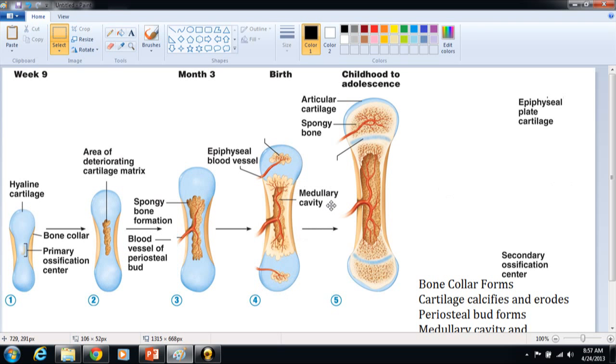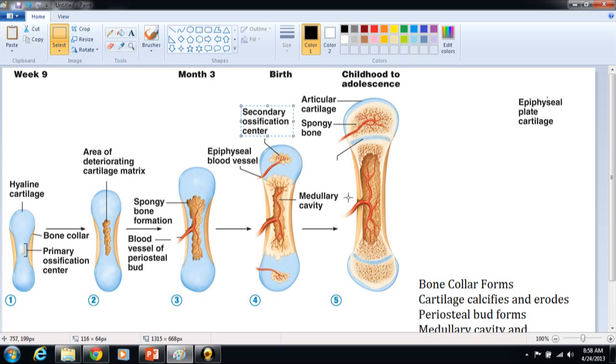Okay, and the next step, that creates the medullary cavity. So the periosteal bud makes this cavity, and you now have thick, compact bone surrounding it, on the inside of the bone collar that was formed in the first step. As well, you have secondary periosteal buds going into the epiphyses, or the ends of the cartilage, to make the secondary ossification centers. So if it has two epiphyses on the bone, then you have two secondary ossification centers.